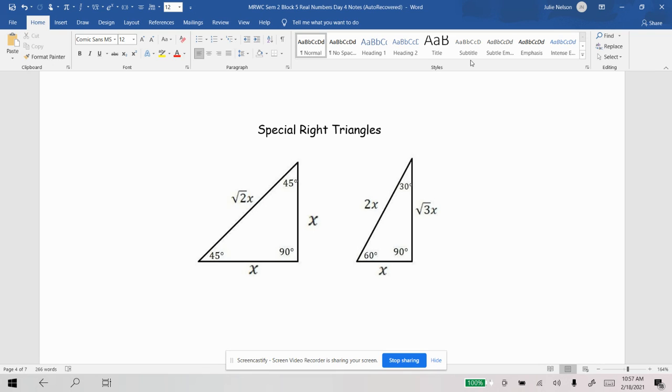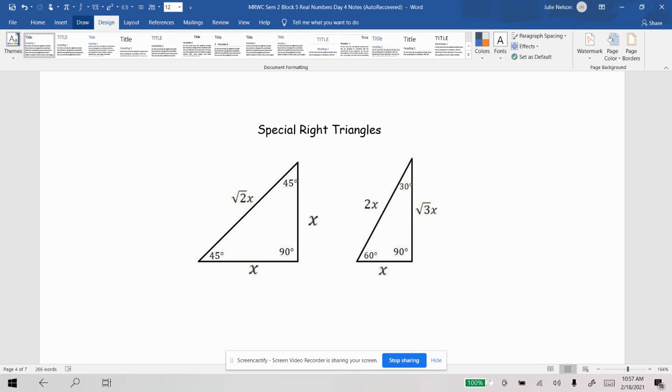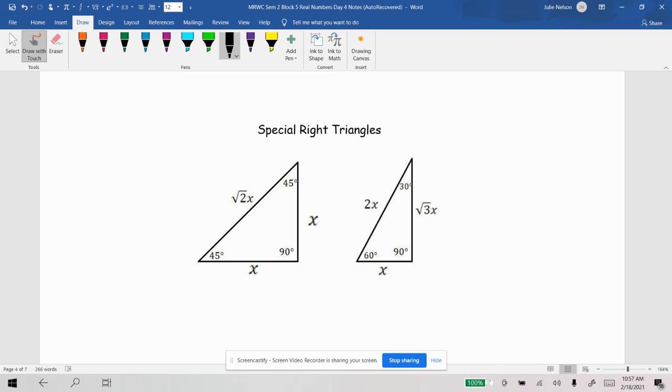So let's just practice doing these special right triangles by watching this video and then trying it on your own. So right here, I have two special right triangles, a 45, 45, 90 degree right triangle and a 30, 60, 90 degree right triangle. Now you can see the formulas right here, but I want to go over it a little bit more in detail because for me, I'm a visual person, but I'm also a kinesthetic person. So I want to actually physically write this.